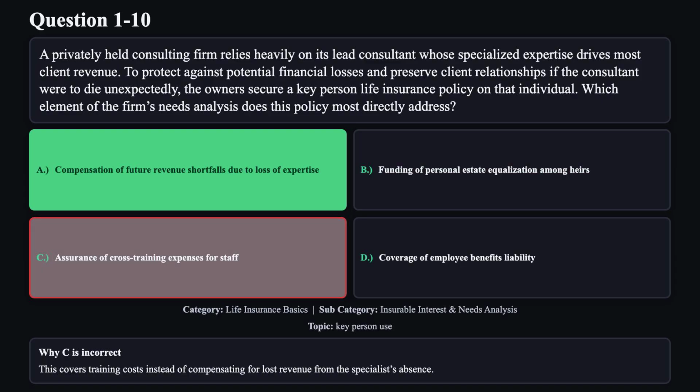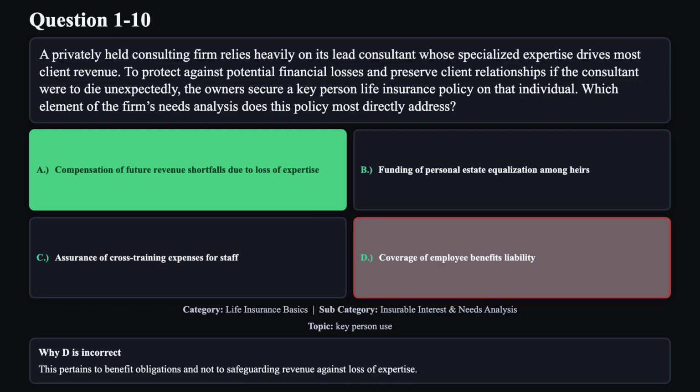Reason C is not correct. This covers training costs instead of compensating for lost revenue from the specialist's absence. Reason D is not correct. This pertains to benefit obligations and not to safeguarding revenue against loss of expertise.